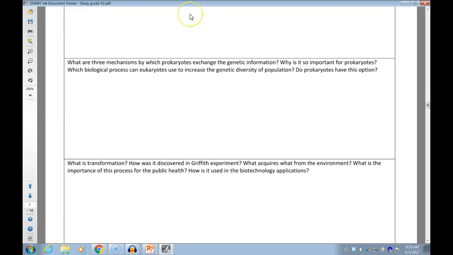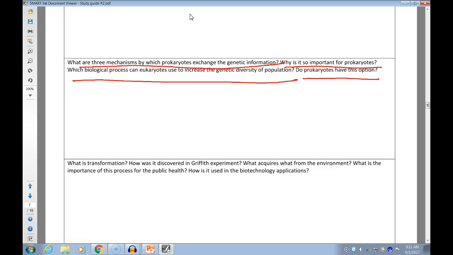Three mechanisms: transformation, transduction, and conjugation. Okay? Importance: lack of sexual reproduction, so they have these to increase diversity. Eukaryotes have sex. Do prokaryotes have this option? No. Does that make sense? What I'm saying?